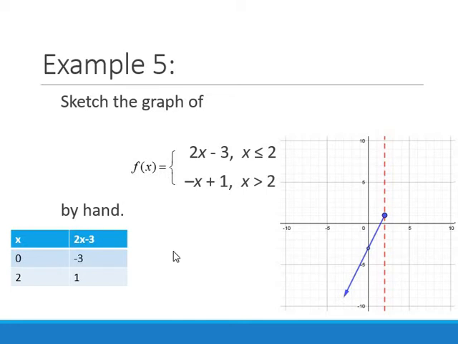We're going to have another piece, another line on the other side, negative x plus 1. So I make a table there, and I want values where x is greater than 2, but I also include 2. We're going to have to put a big open circle at x equals 2.